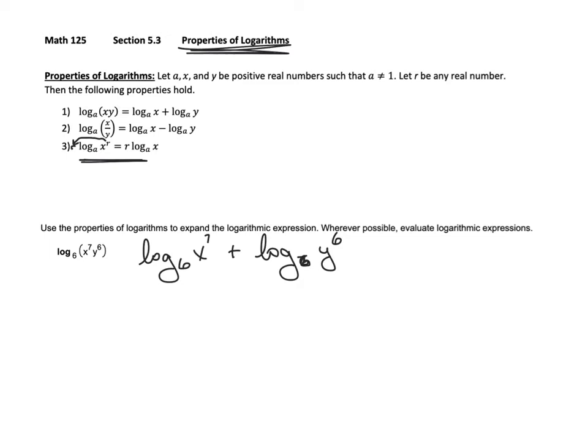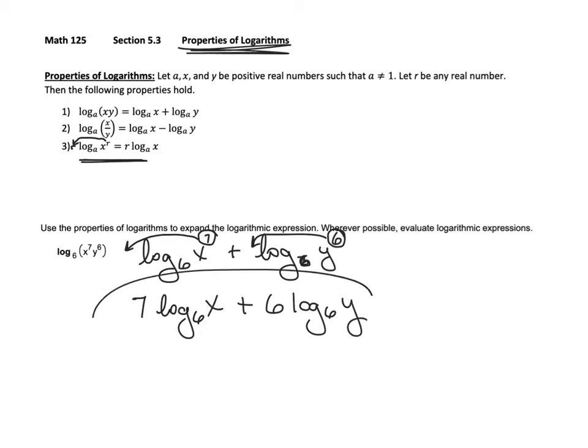Okay, that is expanded, but they want you to take it one step further. This is what Pearson wants for your final answer, they want you to use the third rule and bring those exponents down. So that would be 7 in front, log base 6 of x, plus 6 in front, log base 6 of y. This is what they're looking for when you type in your answer.